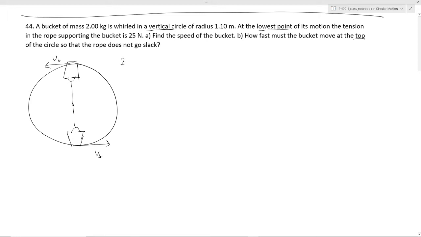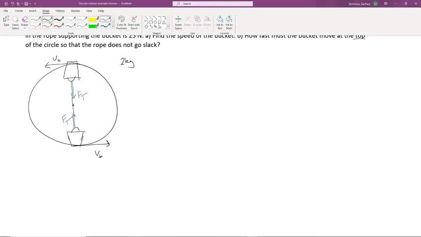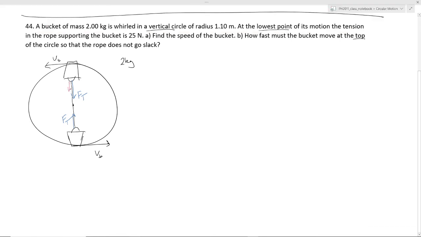And what else do we know? We know this thing is 2 kilograms. Actually, let me use my colors to try and distinguish these. We know that the tension is going to be pointing towards the center in both cases. We know, of course, the acceleration is pointing towards the center of the circle as well.